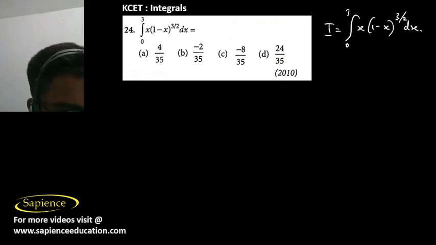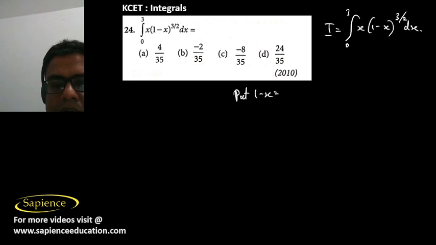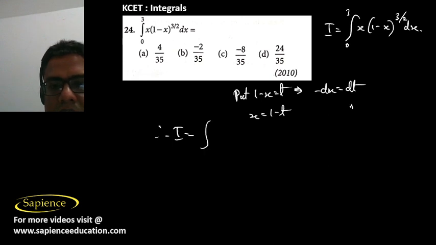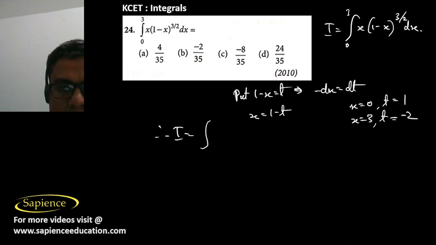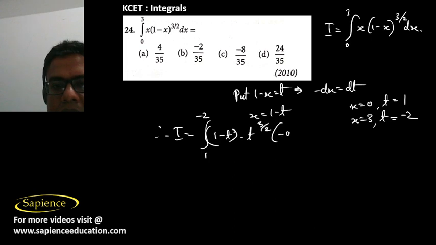Now here, if we put 1 minus x as t, then minus dx will be equal to dt. So dx is minus dt and x is equal to 1 minus t. So therefore the integral I can be written as, now when x is 0, then t is equal to 1, and when x is 3, then t is minus 2. So this will go from 1 to minus 2. X is 1 minus t into t power 3 by 2 into minus dt.